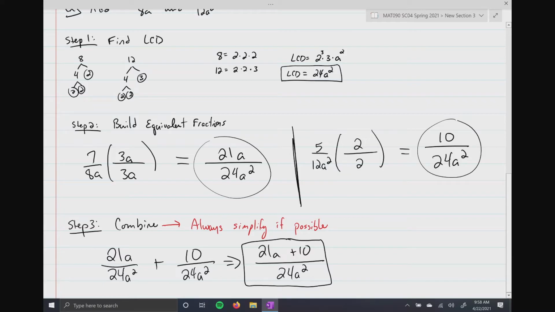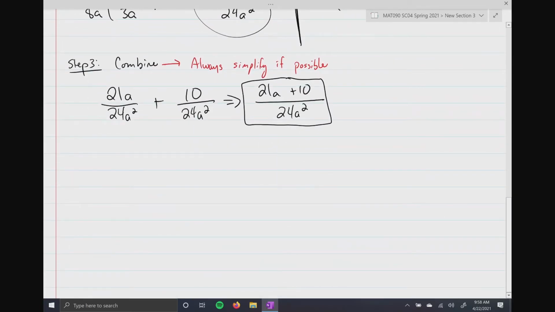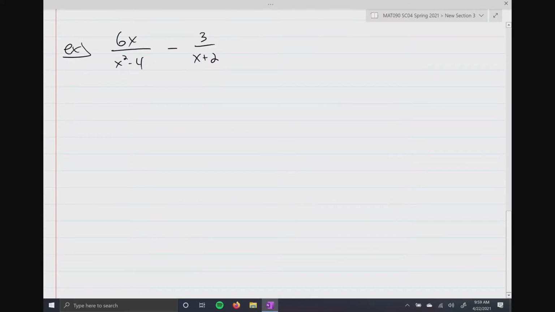Now, let's get a little bit more involved. Example: 6x over x squared minus 4 minus 3 over x plus 2. Now, with this one, we're going to follow the same method.